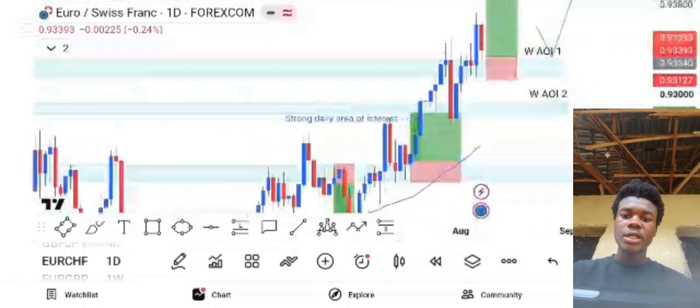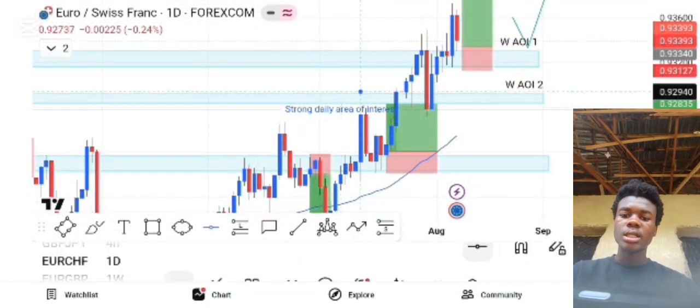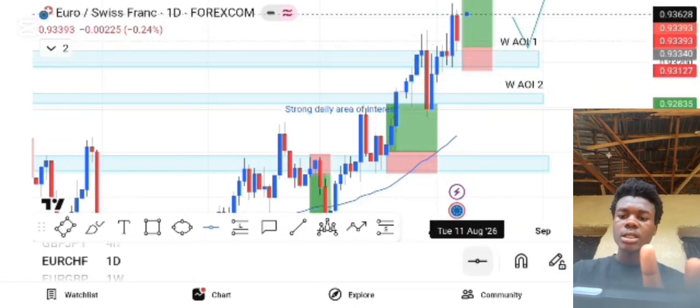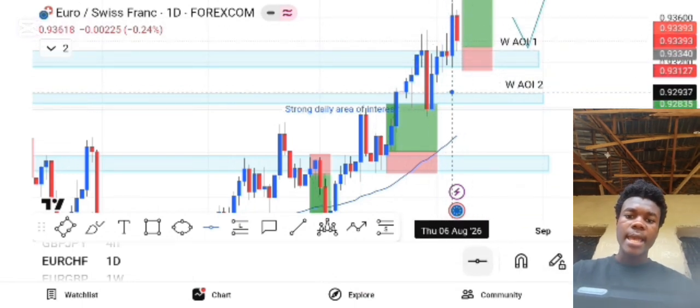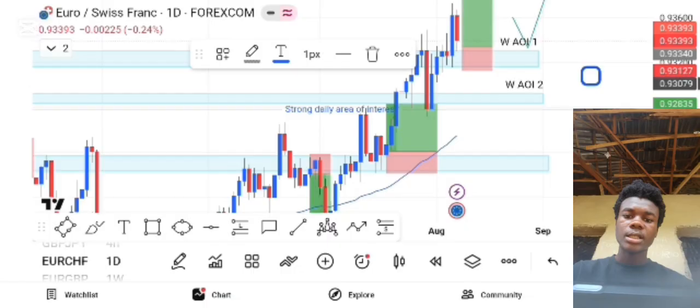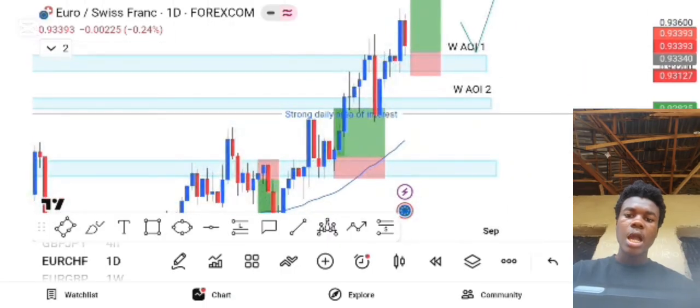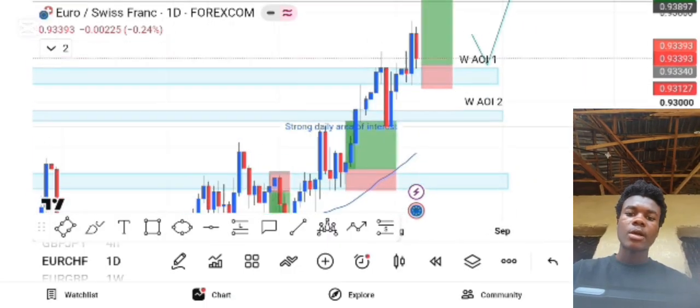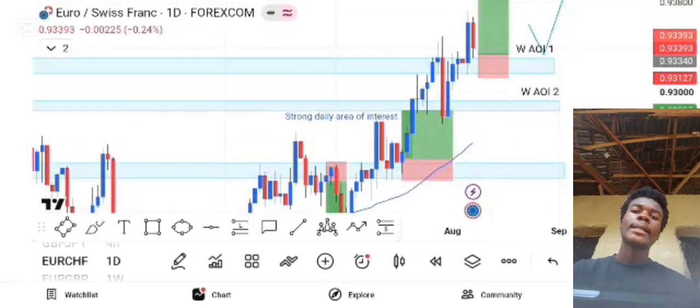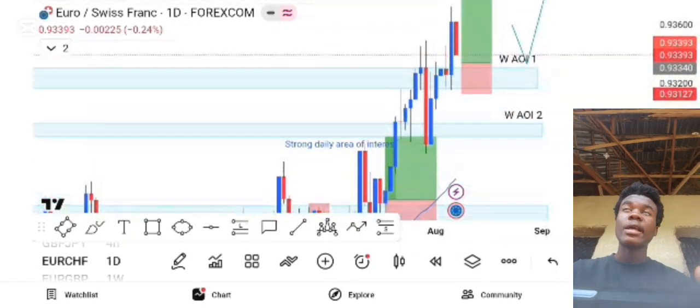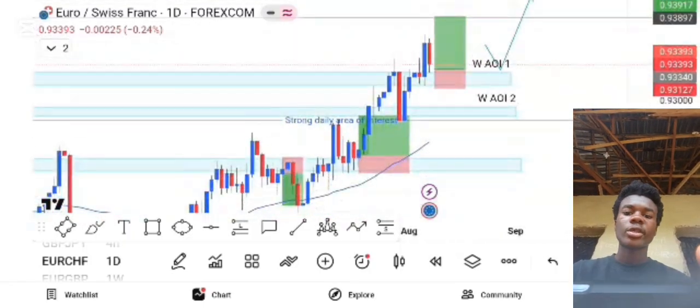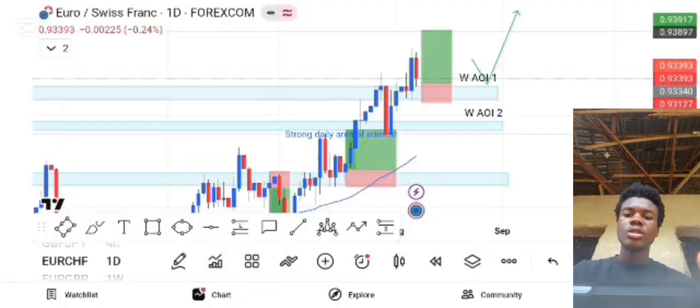As for Euro CHF, we are bullish on the daily time frame. As you can see, this is the high, and this place is the higher low. We are strongly bullish, and as you can see, I marked out my weekly area of interest number 1. That key level is a very strong weekly area of interest. So we are bullish on Euro CHF.